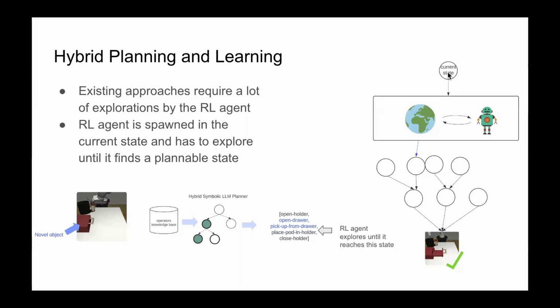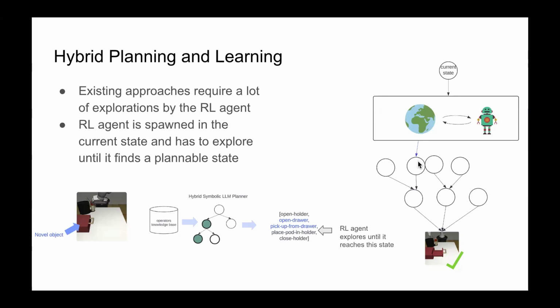Whenever the robot says, okay, using the existing knowledge in my symbolic knowledge base, I cannot find a plan from the current state to the goal state. So I don't know what to do here. An RL agent is typically spawned just at this current state, and it goes through lots of trial and error, random actions to land in a plannable state.